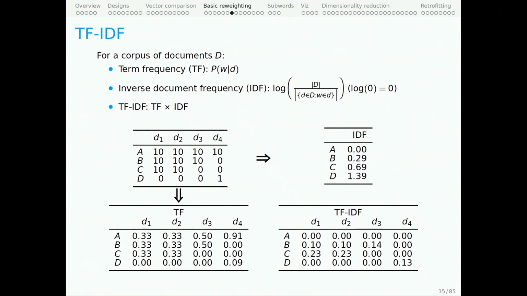Here's an example of the calculations just to make it really concrete. You can do the IDF values and the TF values, and then you just take their product to get the full reweighted matrix.